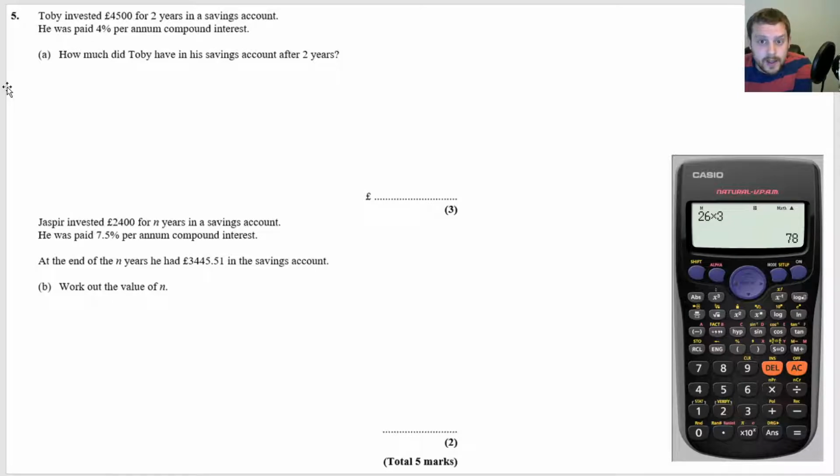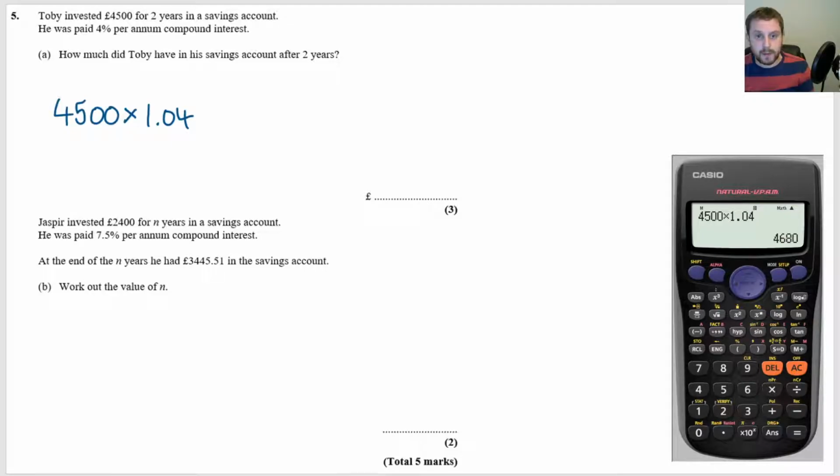£4,500, 2 years in a savings account, and we're paid 4% per annum, which means 4% per year compound interest. So what you want to do is you want to say it's 4,500 to start with. At the end of the first year, I'm going to have increased by 4%. So we've multiplied by 1.04 at the end of the first year. And then, well, we could work that out. I might as well show you what that is. We don't actually need to do this, but I'll show you. So at the end of the first year, he's got £4,680.